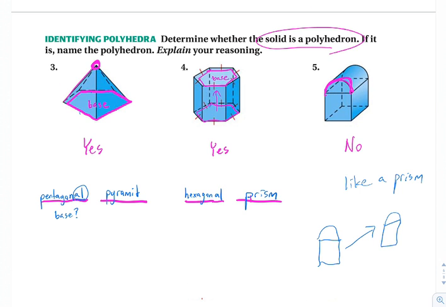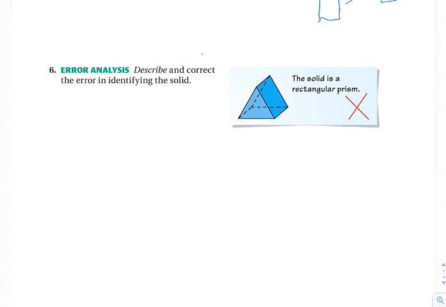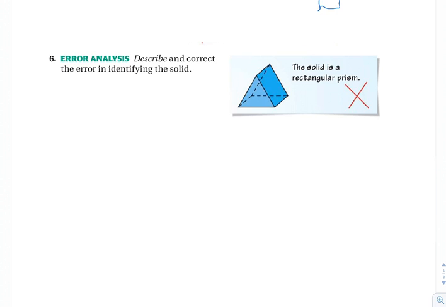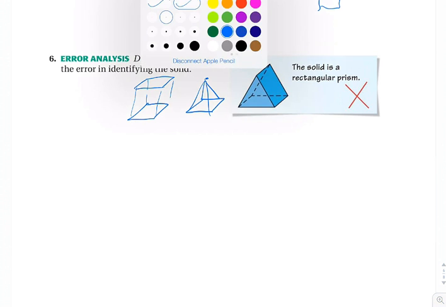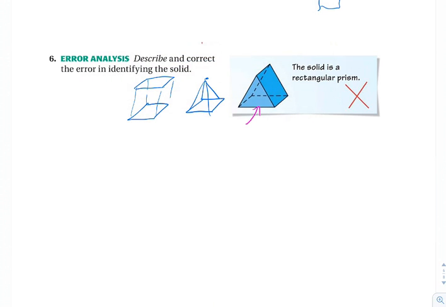All right, so scrolling down, let's look. Describe and correct the error in this, okay? So if we look at the base as being that bottom shape, it's not a pyramid that connects like this. It's not a prism that would go to the same shape at the top. And the big misconception with this is that people always assume that the bottom thing is the base.